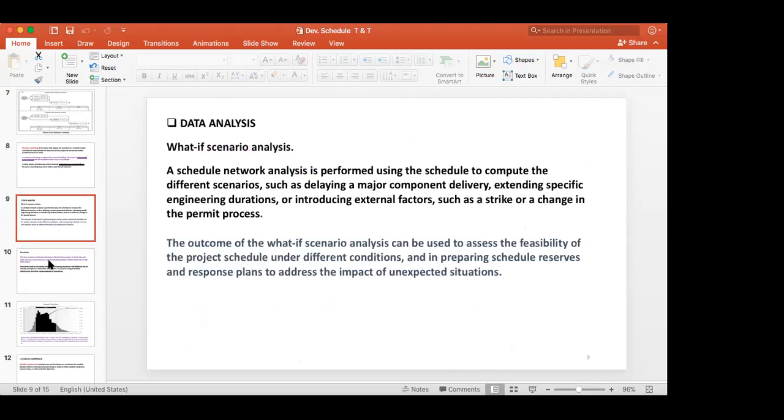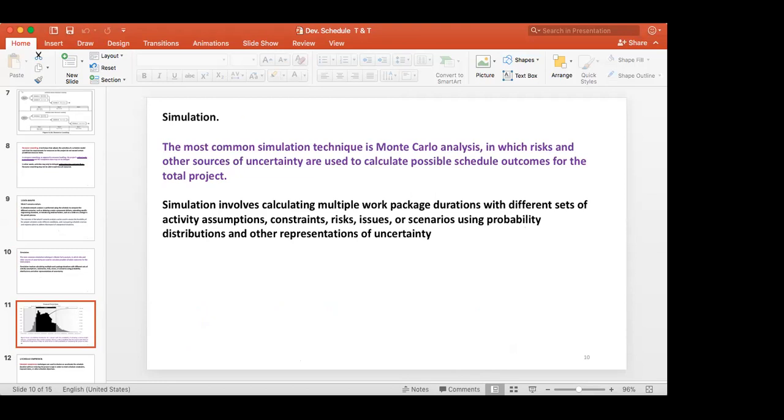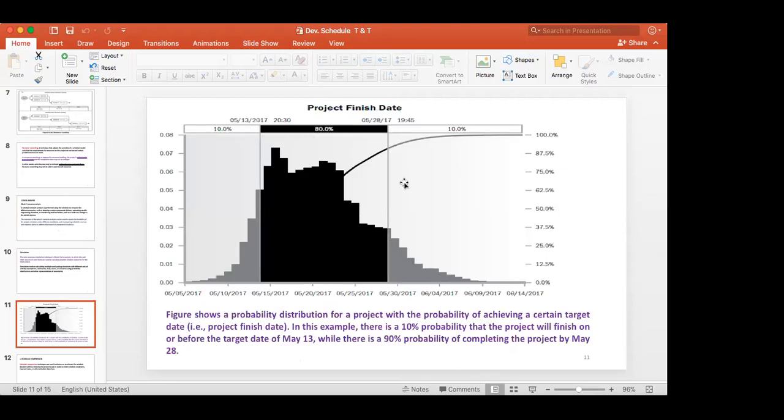What-if scenario and simulation you do normally in big projects. You do simulation. What are the failures? By this you can identify. If you plan to complete by 28th May, the project is to become complete. But when you simulate, you can see only 90% is possible.